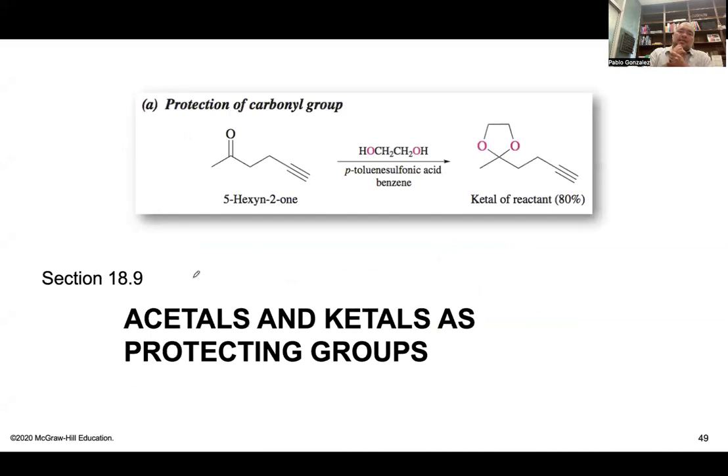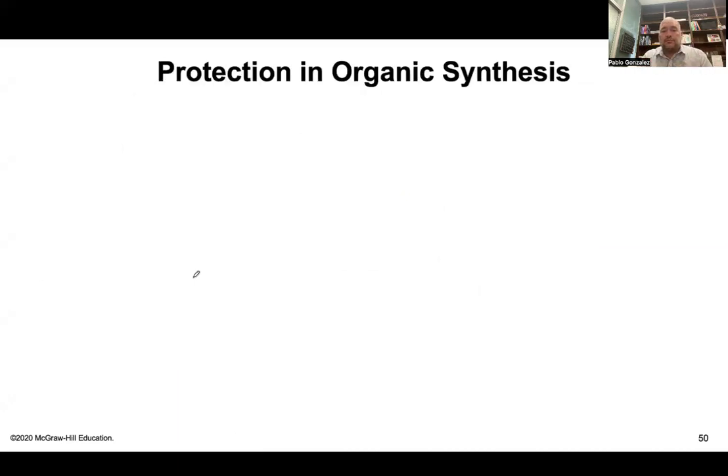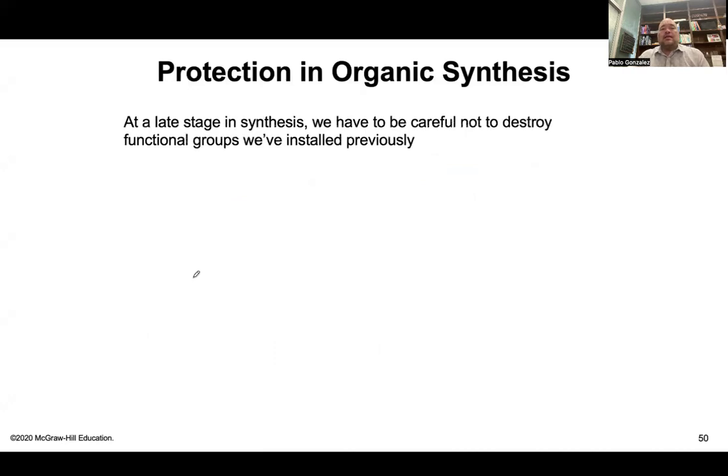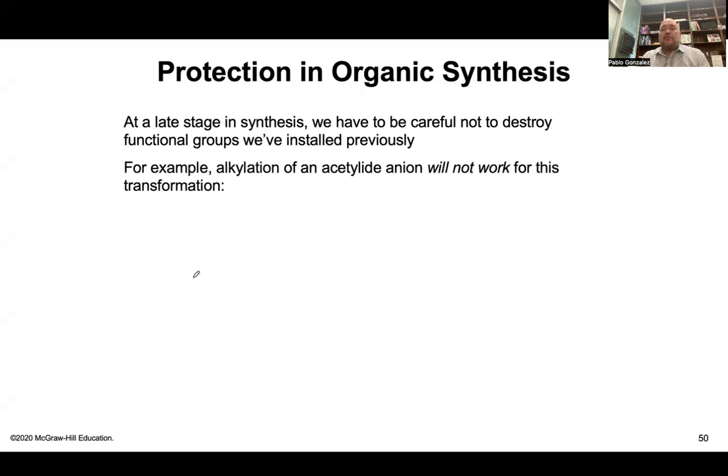18.9, acetals and ketones as protecting groups. So one of the main roles of an acetal is going to be the protection of certain functional groups in a molecule. At a late stage in synthesis, we have to be careful not to destroy functional groups we've installed previously. For example, alkylation of an acetylide ion will not work for this type of transformation.